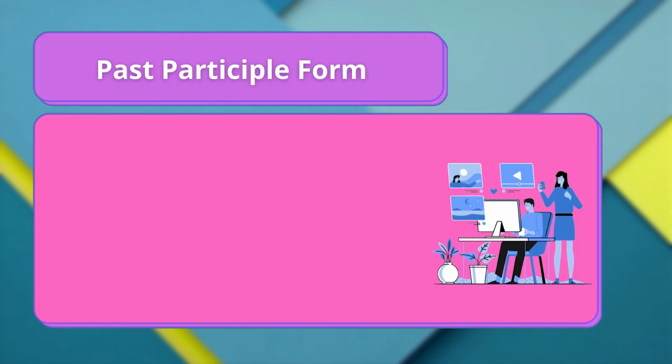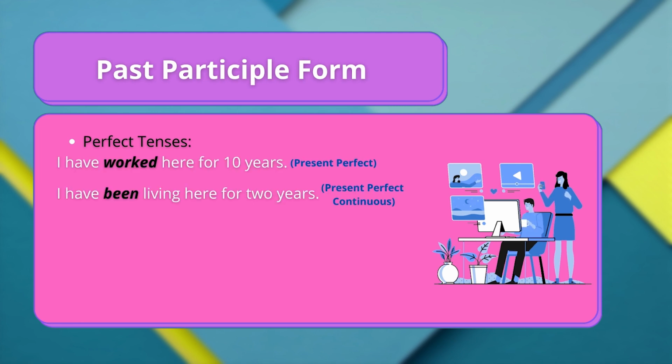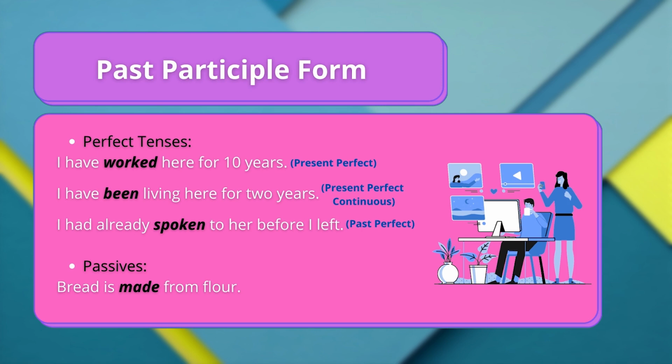Next, we have the past participle forms. We use them for perfect tenses and for passives. For example, I have worked here for 10 years. I have been living here for 2 years. I had already spoken to her before I left. Bread is made from flour. The poem was written by Rabindranath Tagore.